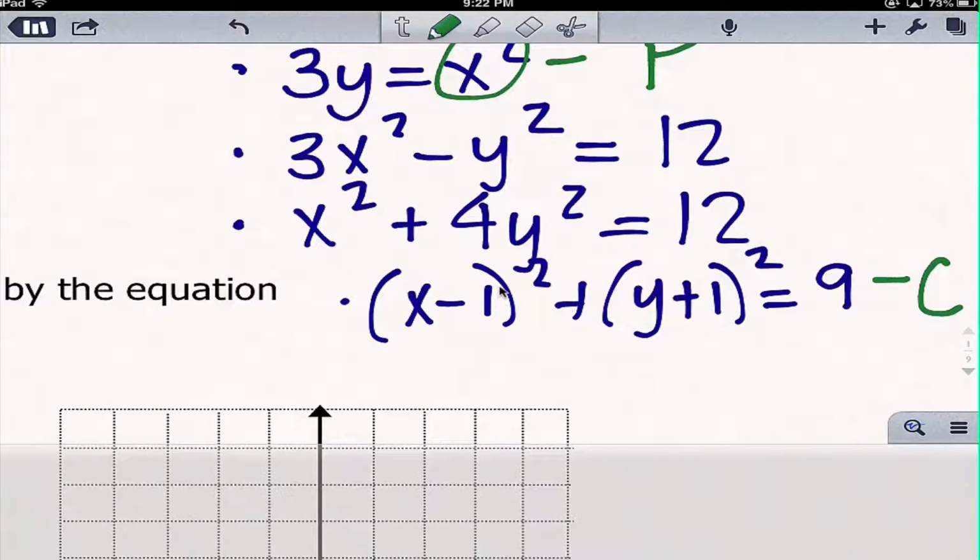Our other option, when they're both squared, we have addition, but they have different coefficients, is when we have an ellipse. And lastly, when they're both squared, but we have subtraction, is when we have a hyperbola. The key thing when we have both x squared and y squared is I want to make sure I get them on the same side of the equation so that it's easy for me to tell what type of conic section it is.